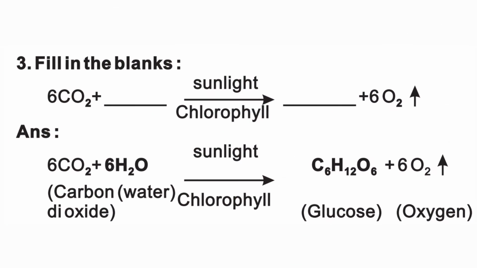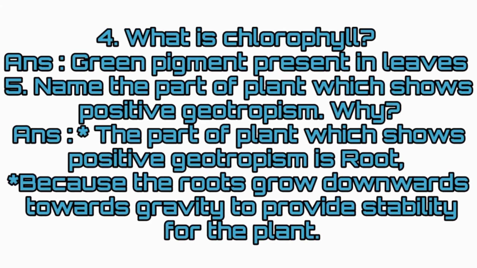Fill in the blanks. 6 CO2 plus dash, in the presence of sunlight and chlorophyll, gives dash plus 6 O2 gas. Answer: 6 CO2, that is carbon dioxide, plus 6 H2O, that is water, in the presence of sunlight and chlorophyll gives C6H12O6 plus 6 O2 gas. C6H12O6 is glucose, and oxygen.